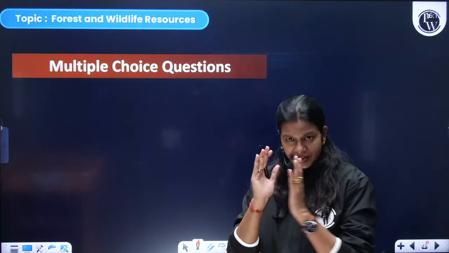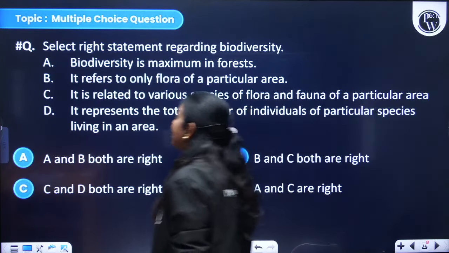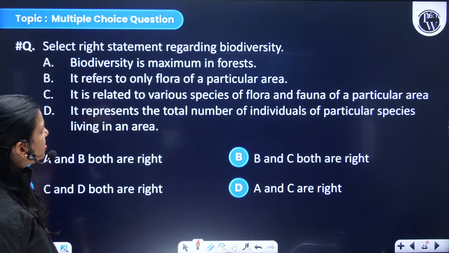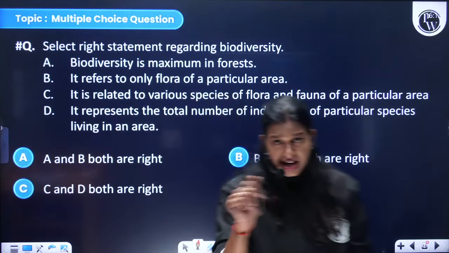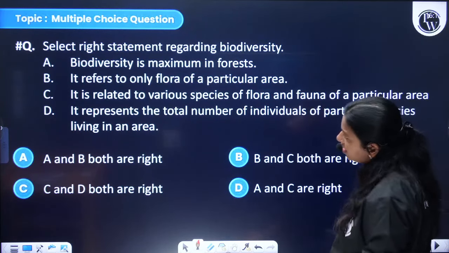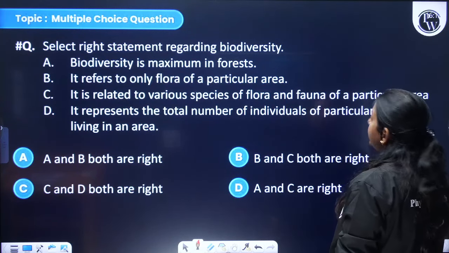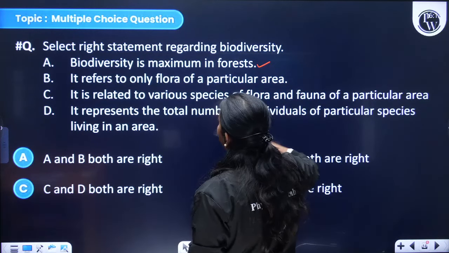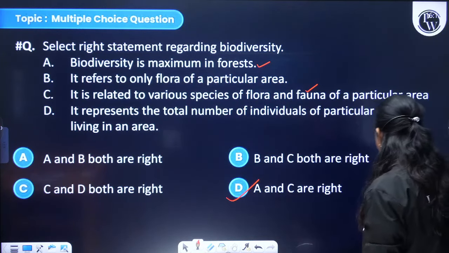Let's move on to the boards and start with our multiple choice questions. Select the right statement regarding biodiversity. Biodiversity is maximum in forests, right? It refers to only flora of a particular area? No. It is related to various species of flora and fauna of a particular area? Yes. It represents the total number of individuals of a particular species living in an area? No. So option A is right and option C is right. A and C are right.